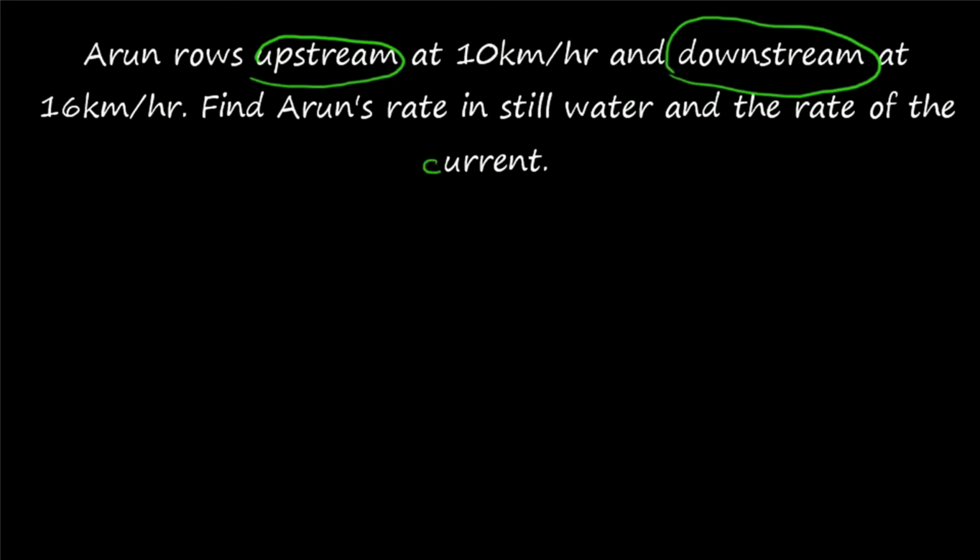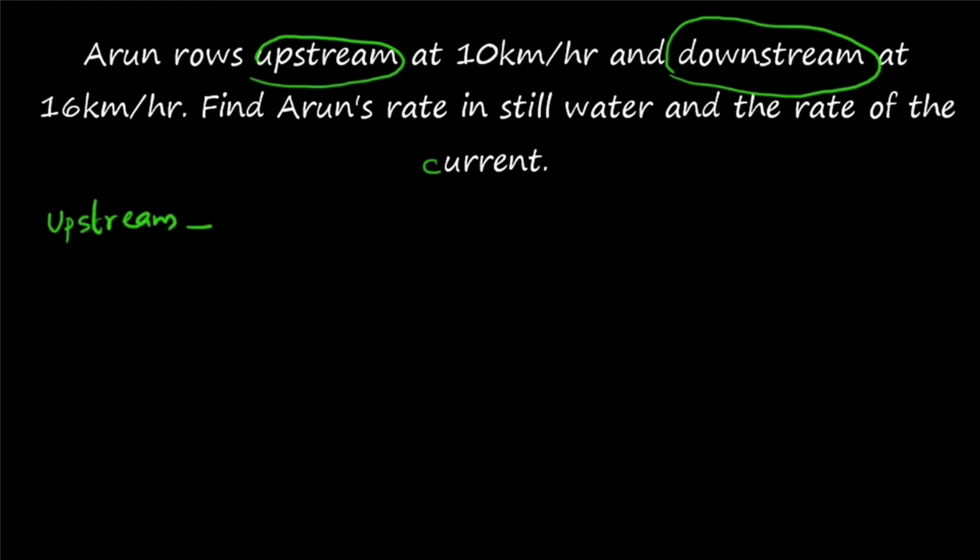So the speeds are given: how Arun is rowing upstream and how Arun is rowing downstream. What is the speed of Arun when he is rowing upstream and what is his speed when he is rowing downstream? So what is the meaning of upstream and downstream? Upstream means Arun will be rowing against the current.